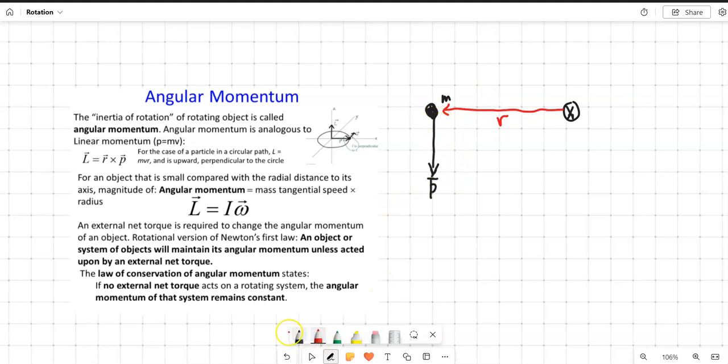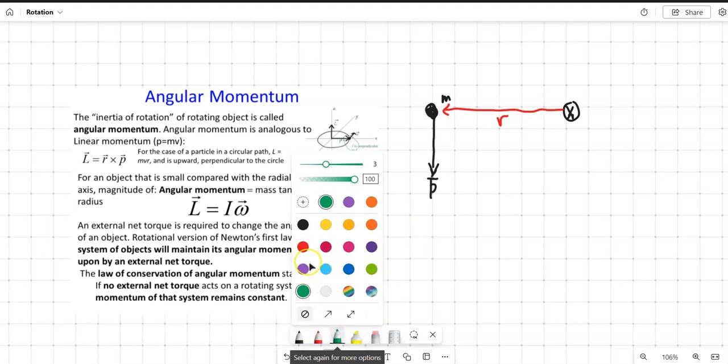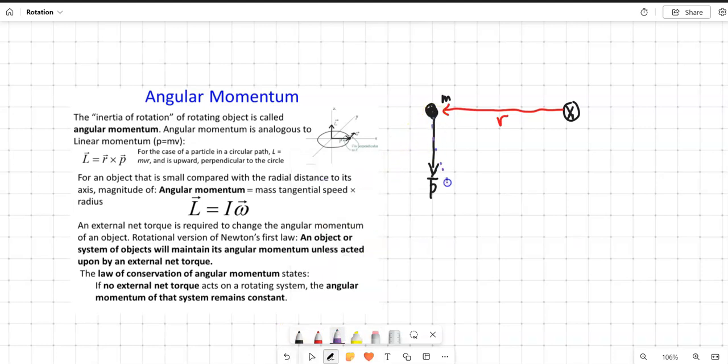What this is describing, and I'll use a different color, I'll use purple, I like purple, is that if this object continued along this circle, imagine it's tied by a string at a distance r. It would continue along in this circle, and I'm not drawing a very good circle.